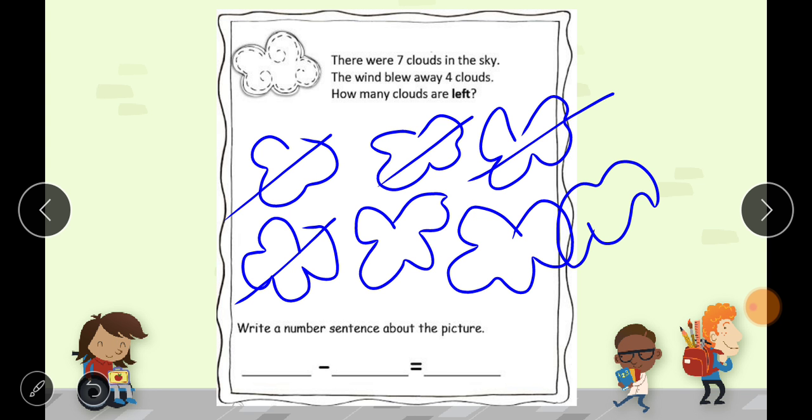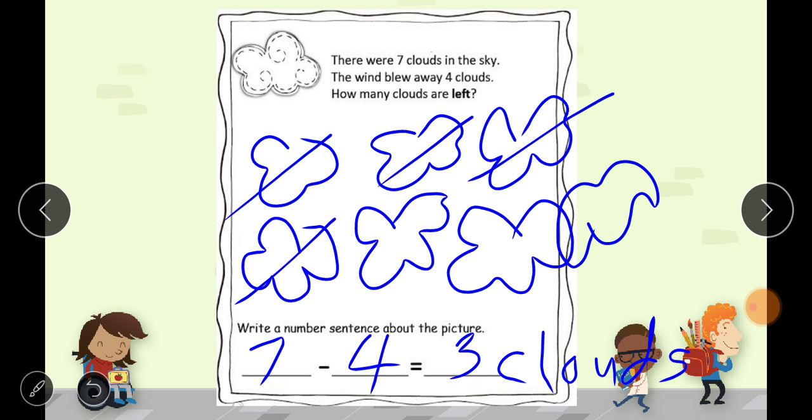So we write out the number sentence. 7 minus 4 equals 3 clouds. Remember to write it out. 7 take away 4 equals 3. 7 clouds in the sky. 4 clouds were blown away. How many clouds are left? 3 clouds are left. You see how we are solving the problems?